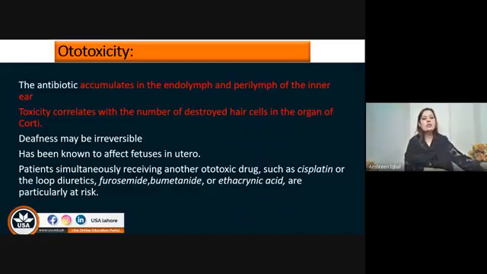As a result, it causes deafness. Ototoxicity is said to be the deafness. और ये क्यों हो रही है? Because our antibiotic is going to accumulate in the endolymph and perilymph of the inner ear, and this is going to cause the destruction of the hair cells in the organ of Corti. That is going to cause deafness.